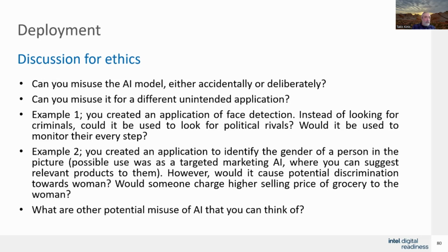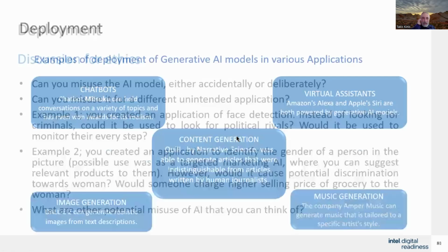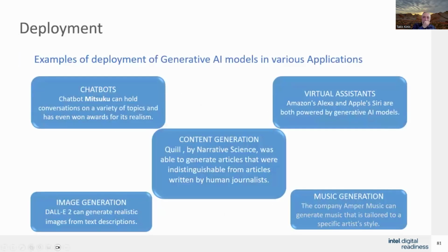All right, they have some discussion points here, and you can look at these really quickly. I'm not going to go through and answer them, but some interesting questions here. So I'm looking at the third one: create an application of face detection. Instead of looking for criminals, could it be used to look for political rivals? Like, hey, where's so-and-so going today? Yeah, sure. And you know what? It could be used that way. Totally. All right, so you can read those little examples.